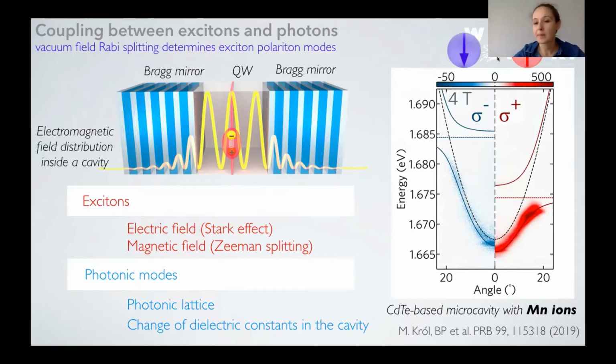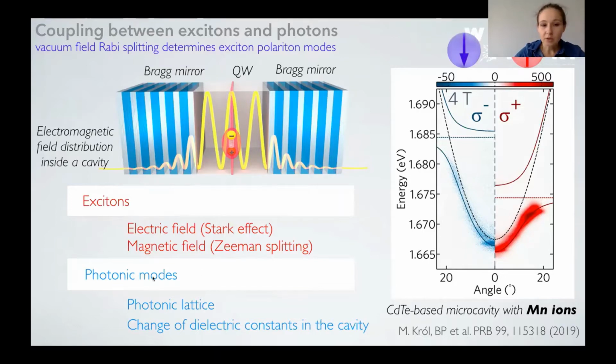Okay, perfect. So when you apply a magnetic field, you can really play with this and split the polariton modes and make fully polarized, fully spin-polarized polariton branches. Yes, but this is the play when we play with the excitons. But what happens if we act on photonic modes? And this is what I would like to focus on.